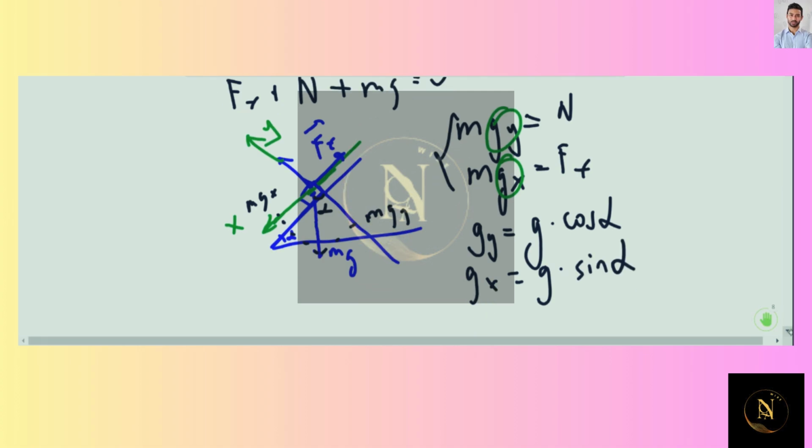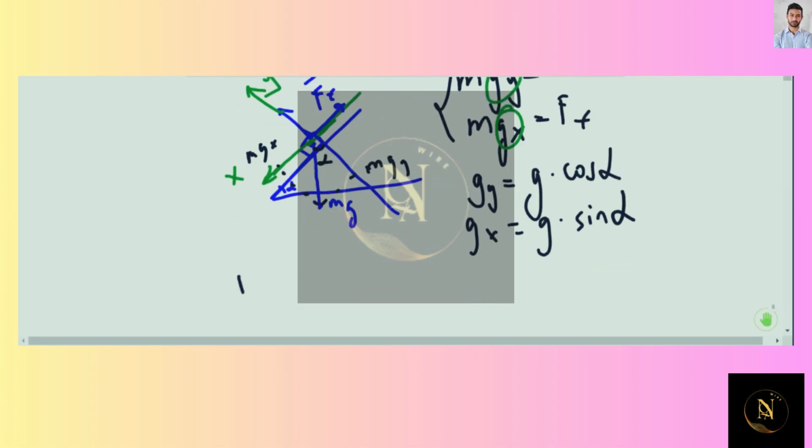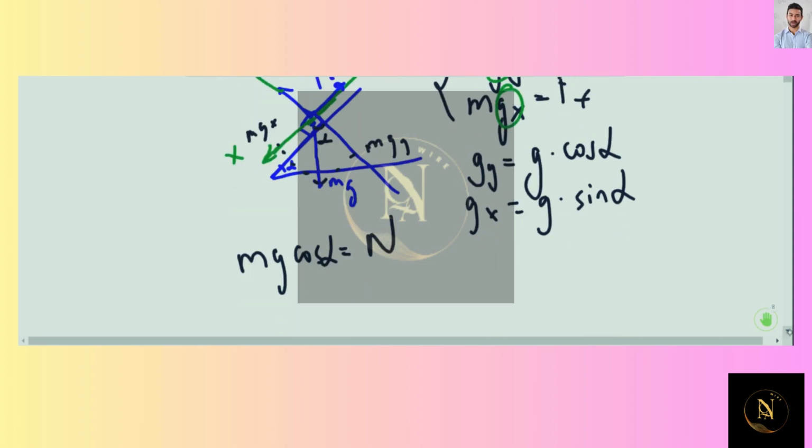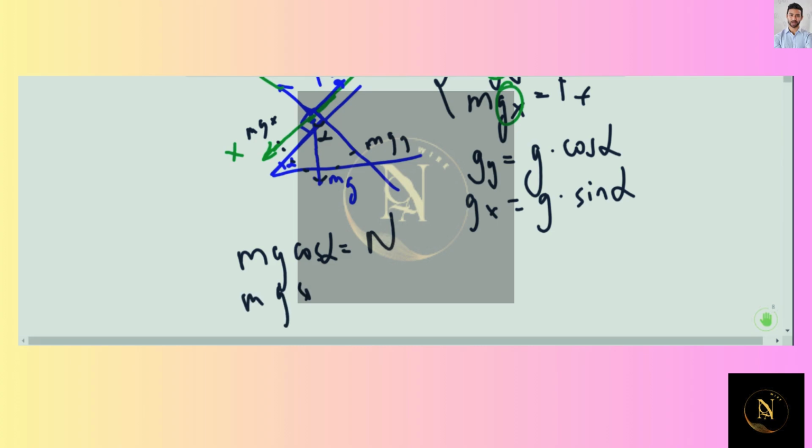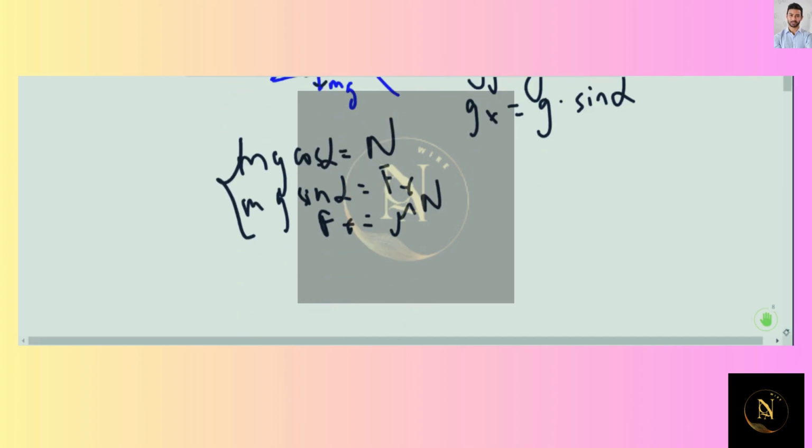So now we can complete the system of two equations. So mg cosine alpha equals N, mg sine alpha equals the friction force. And we know that the friction force equals mu multiplied by N. So now let's summarize these three equations. mg multiplied by cosine alpha equals N, and mg sine alpha equals mu multiplied by N.